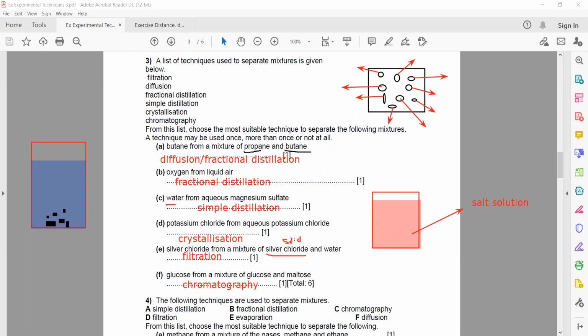Yes, Abdullah? Sir, in D, can't we use the evaporation process? Yes, we can use evaporation, but in the list they did not mention evaporation, because in the question they mentioned from the list choose the most suitable. So in the list evaporation is not there. Otherwise, yes, you can mention evaporation. Okay, sir. Thank you.